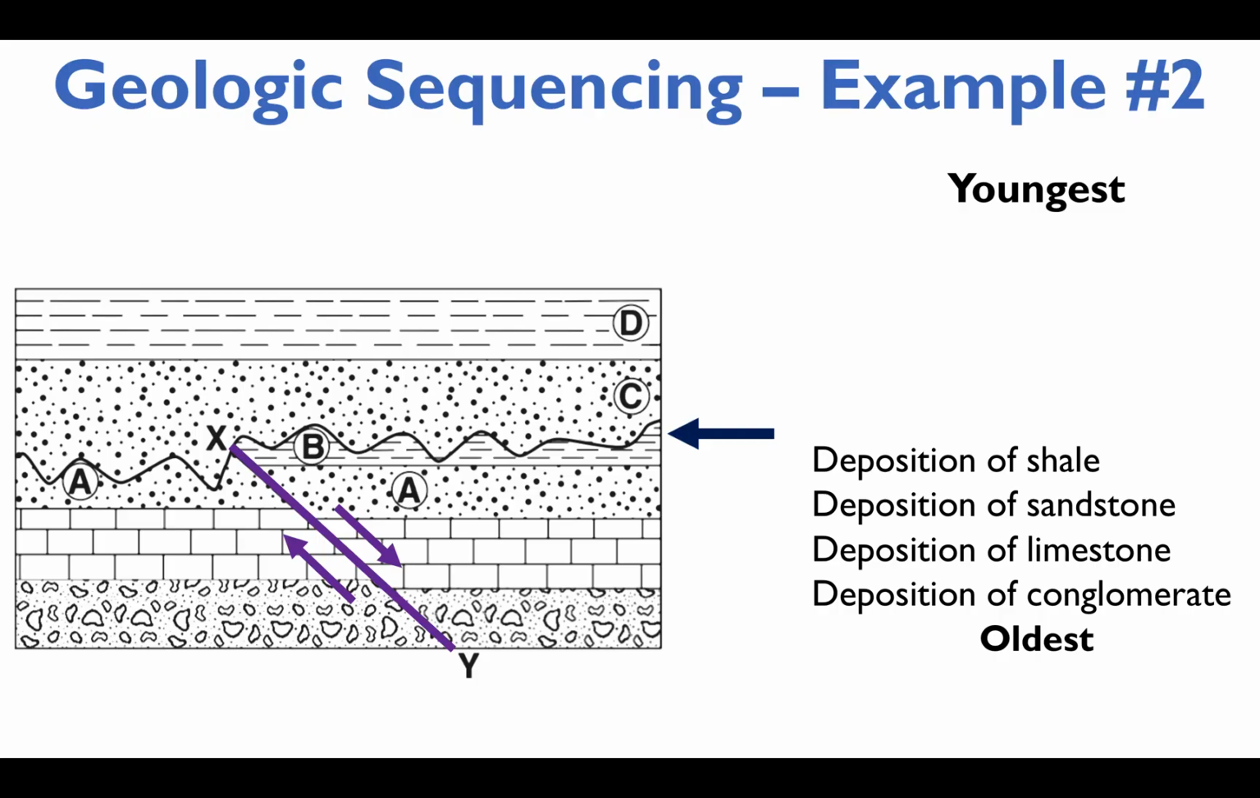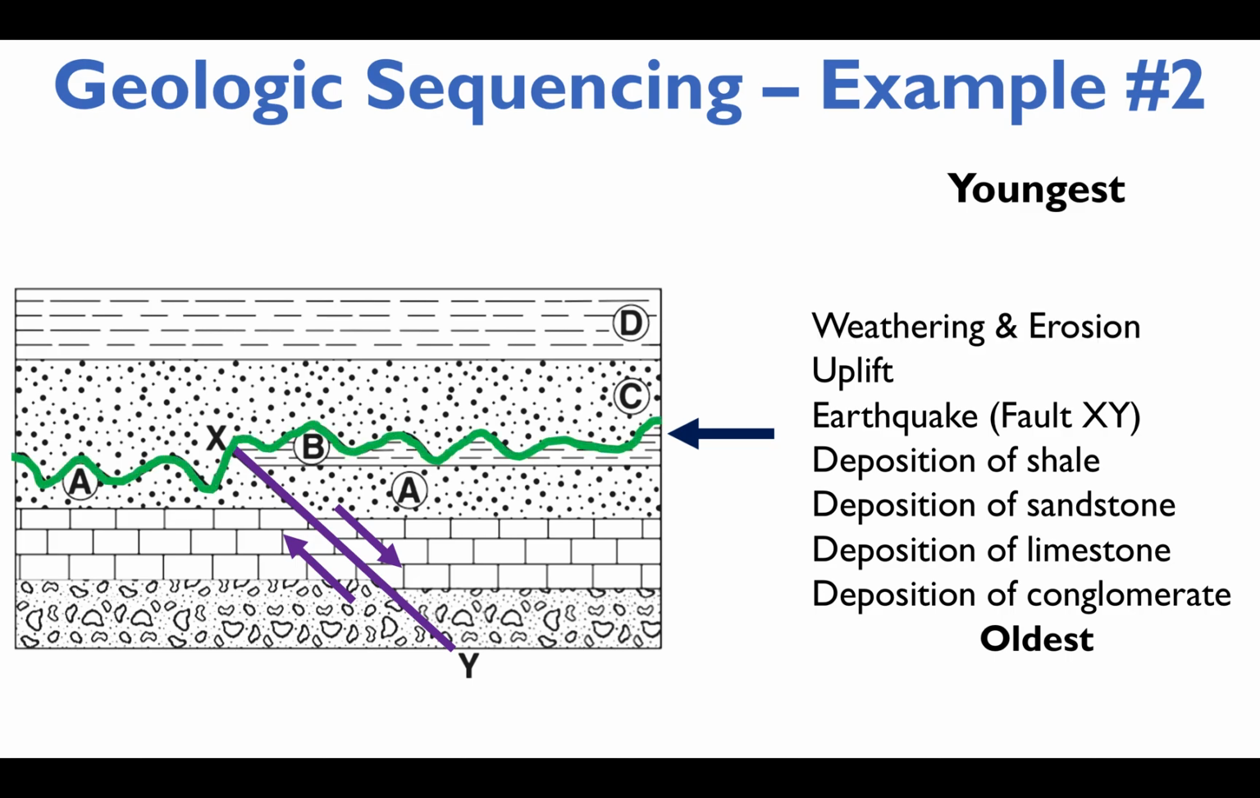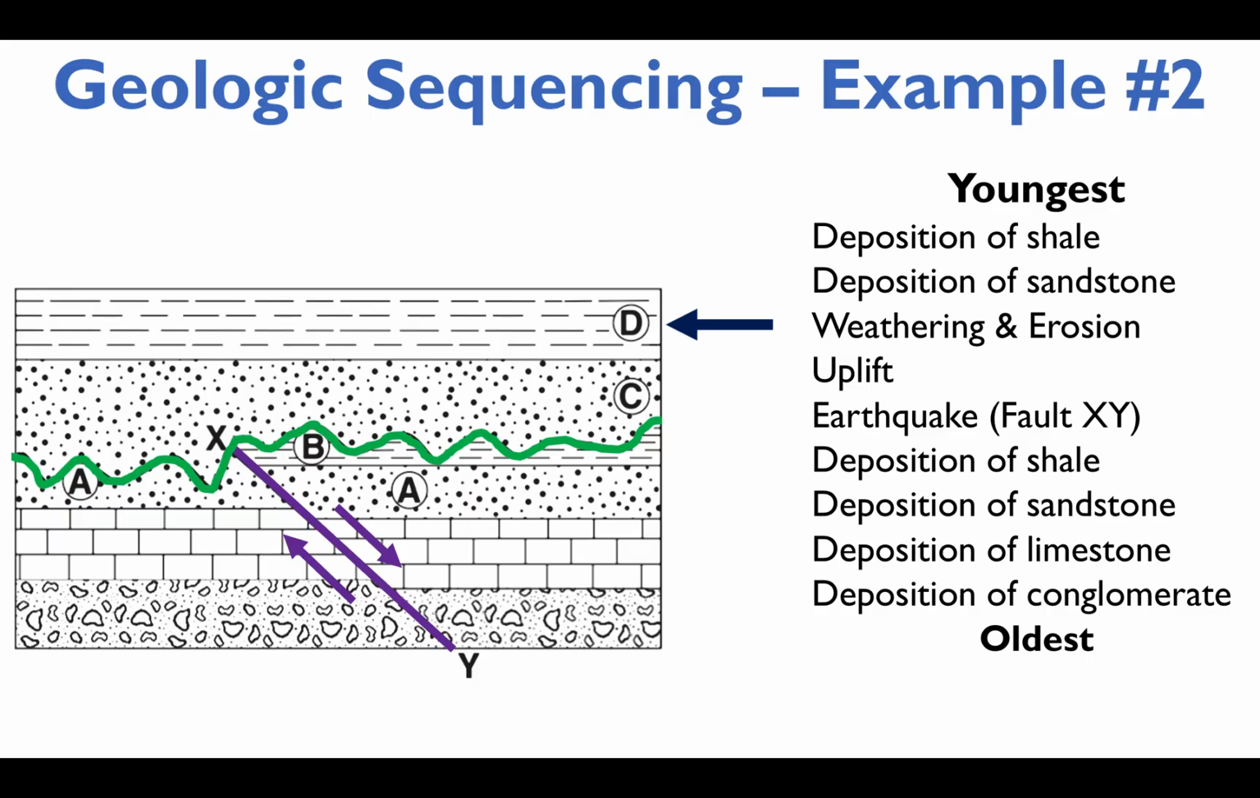The earthquake came after. This earthquake led to some uplift, which pushed that land up and exposed it to the environment. And when you do that, you have weathering and erosion, which takes some of those rock layers and erases them away. After your weathering and erosion, above that you have layers C and D. So you have the deposition of layer C, which is your sandstone, followed by the deposition of layer D, which is your shale.